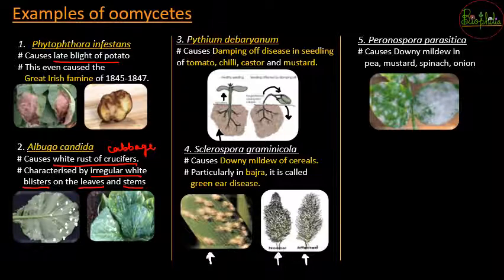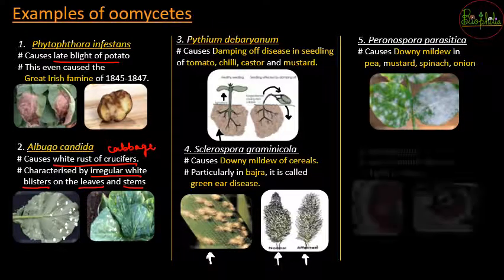This fungus is going to cause the downy mildew in pea, mustard, spinach and onion. And now we can again see how this downy mildew occurs in different types of plants. So these photographs can show you the fungal growth on the leaves of these plants.